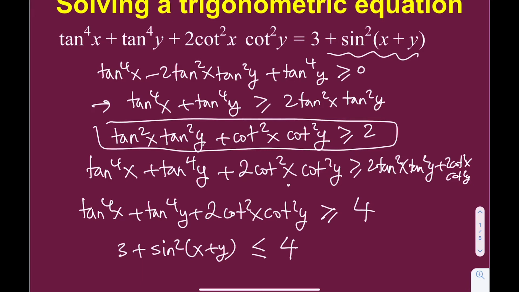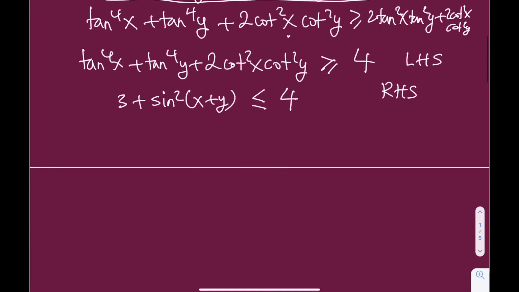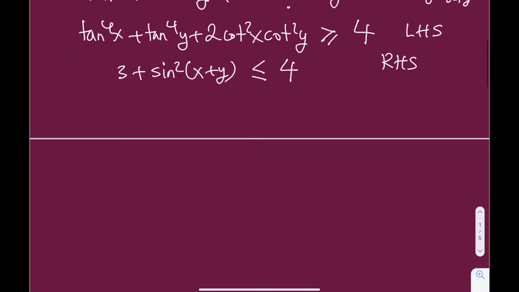Now, what does this tell you? We have an equation. This is the left-hand side, by the way, and this is the right-hand side. So the left-hand side needs to be greater than or equal to 4. The right-hand side needs to be less than or equal to 4, meaning that in order for both of these to happen at the same time, both sides have to equal 4. So we do actually get a really nice equation from here.